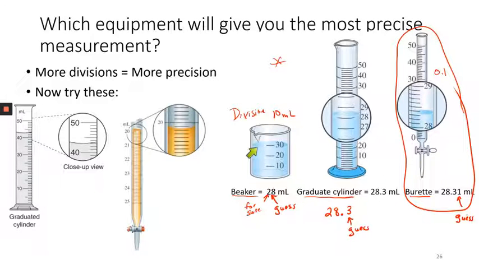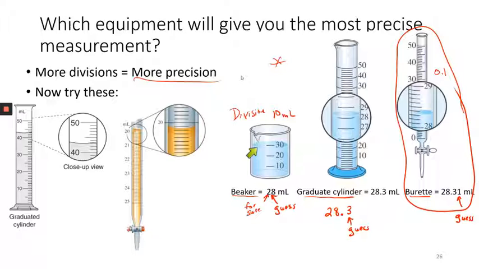You might argue and say it's right on the 3. Okay, but notice this number is 28.3, and this is 28.31. So the more divisions you have in your equipment, the more decimal places you could get, the more precise your measurement, the lower your error or uncertainty.